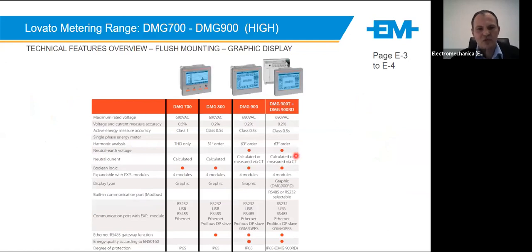Then we move on to the mid to more high-end type meters. Again, what starts changing here, our accuracy classes, 2.5S on the 800s to 900s. The harmonic order from 31 to 63, calculated neutral currents, logic, and expansions. So from the 700 to the 900, it is able to plug in at the back for expansion modules. Those modules can be combination of communication ports or input IO modules, whatever the case be. All right.